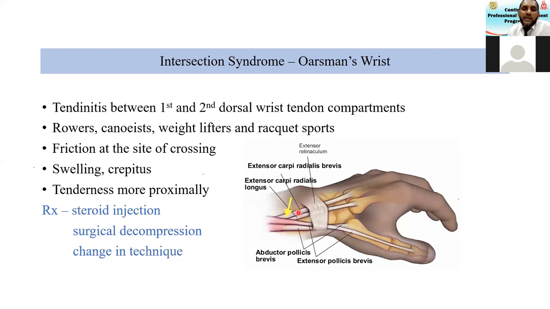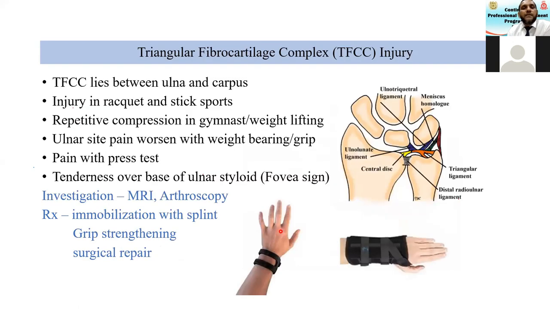And then the second compartment is extensor carpi radialis longus and extensor carpi radialis brevis. So between these there is a compression. This is the site of the irritation. So usually the tendon is proximal from the wrist tendons. So the friction site of the crossing, swelling and crepitus will be there. The treatment is steroid injection and surgical decompression with correction of the faulty techniques.